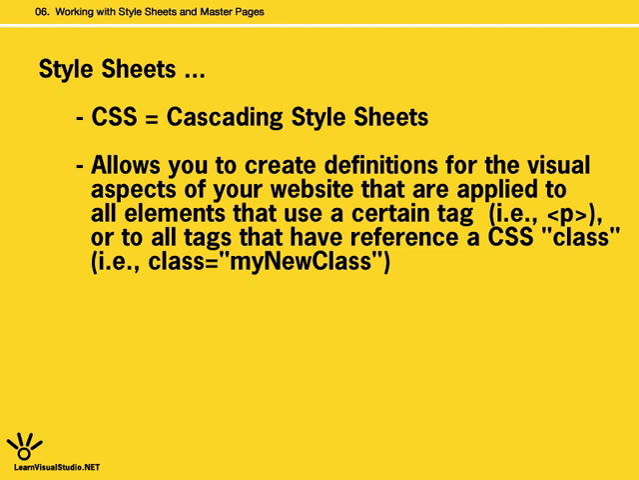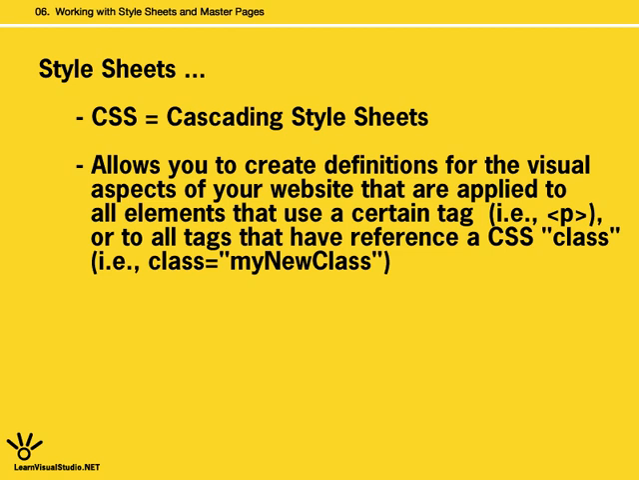So for example, you might create a style sheet that has the definition for what all paragraph tags should look like. So whenever you have text that appears within a paragraph tag, it would take on those attributes. You might set the font, the size of the font, the color of the font, the background, and so on. And then every time the paragraph tag is used, those visual attributes would be applied to the text between the begin and end paragraph tags.